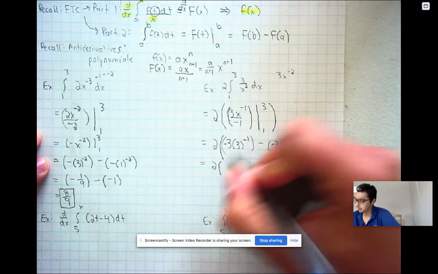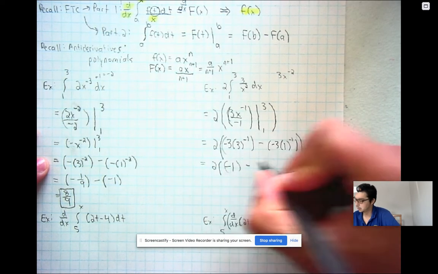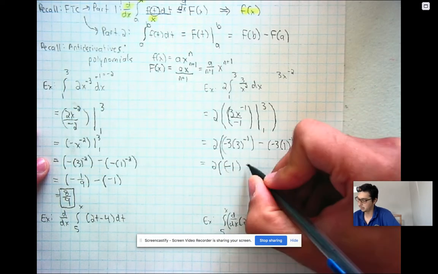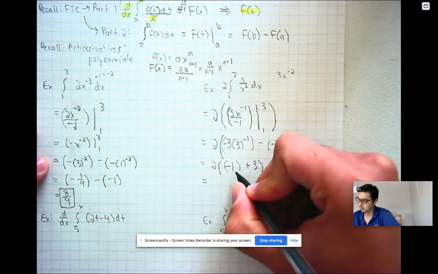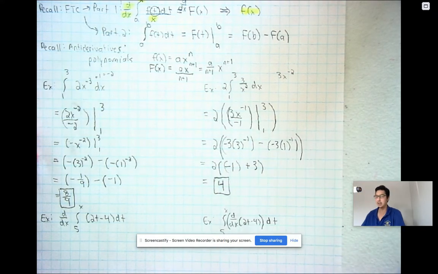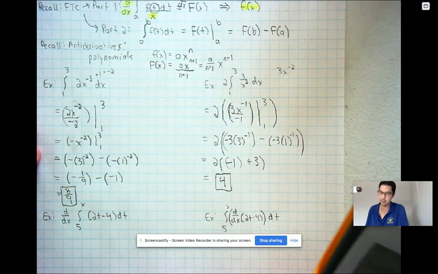Keep going. 3 to the -1 is 1 over 3, so that's just going to make -1. This over here, that's just 1. So -3 and negative will make that +3, in which that's 2. 2 times 2 is 4, and there you go.